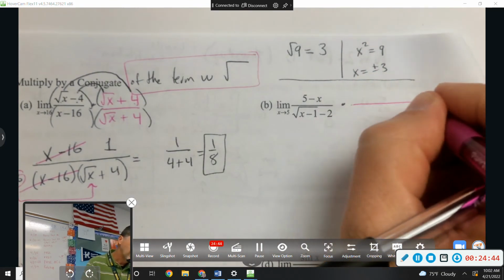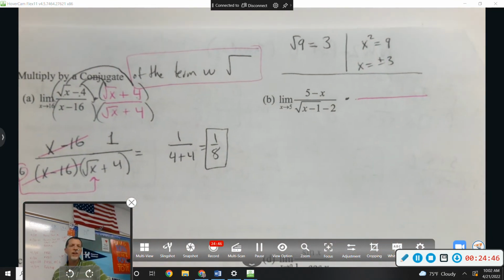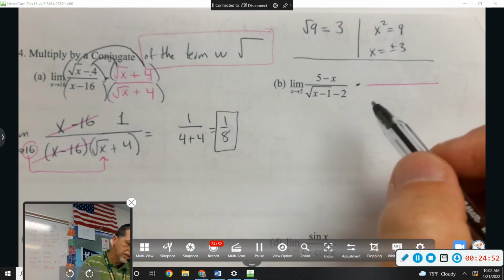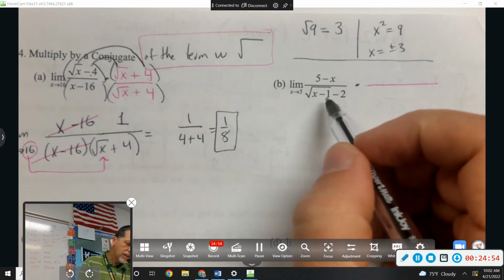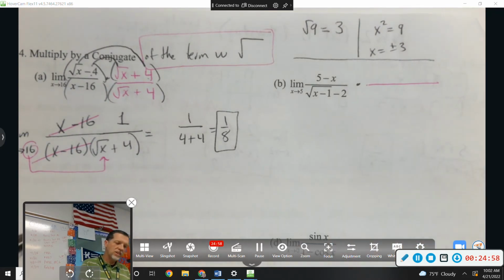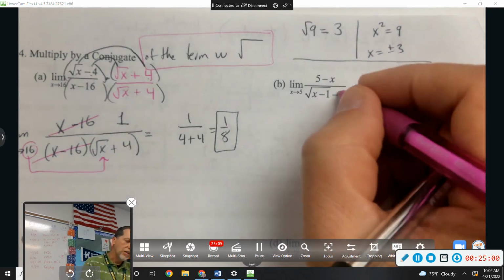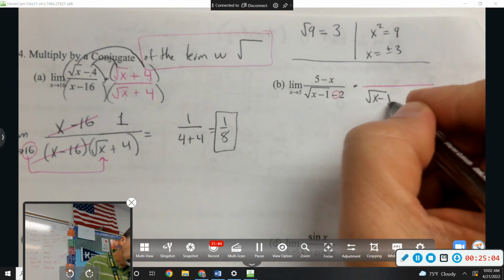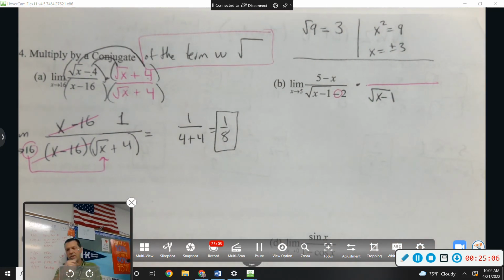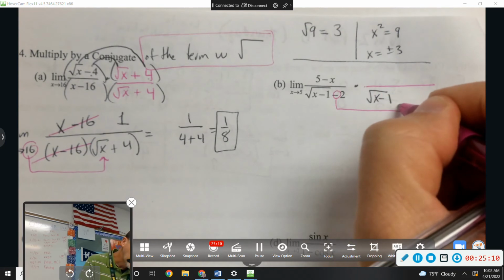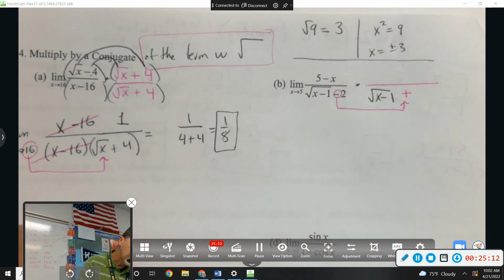Yeah. All right, what's the conjugate of... Well, first of all, do we want the conjugate of the top or the conjugate of the bottom? The bottom. So which sign do you think we change? Yeah, leave the square root thing alone. That way when we multiply them together, it'll just become x minus 1. But do change that middle sign to plus 2.